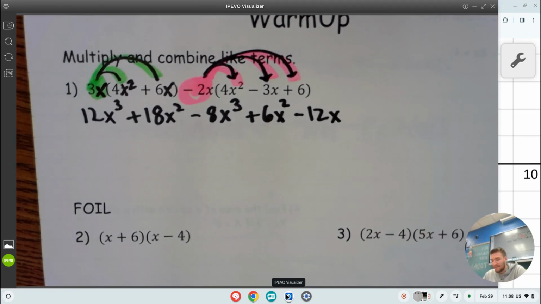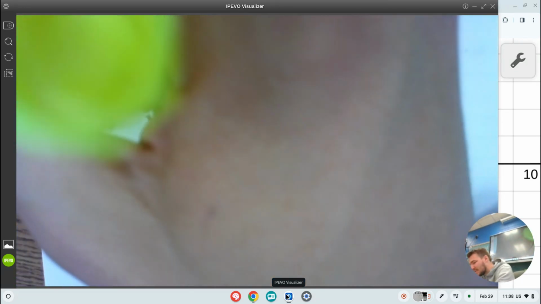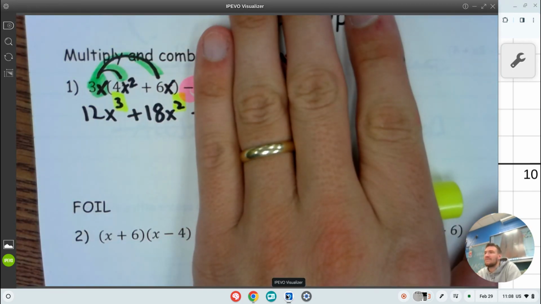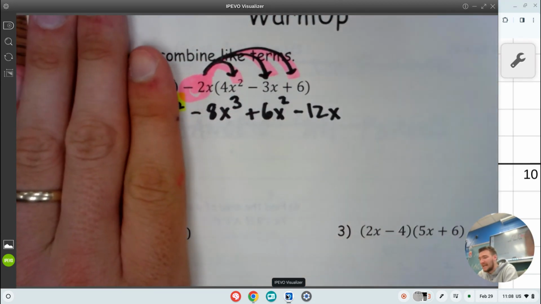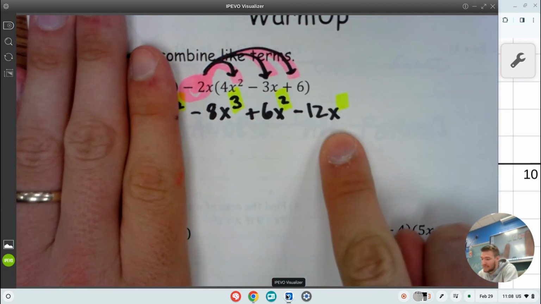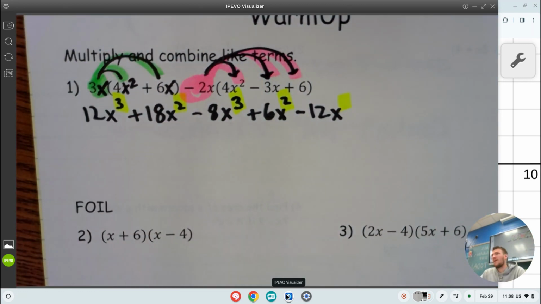Now, something we're really going to focus on today is the recognition that the exponents should be a nice countdown, okay? If you notice this first piece, it goes x cubed, x squared. It's a nice countdown, 3, 2. If you notice the pink side, it goes 3, 2, 1. Because if you don't see a number there, it counts as 1x. And so we're always going to hope that our question here looks like a nice countdown.